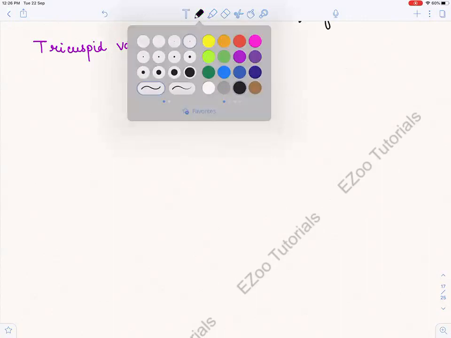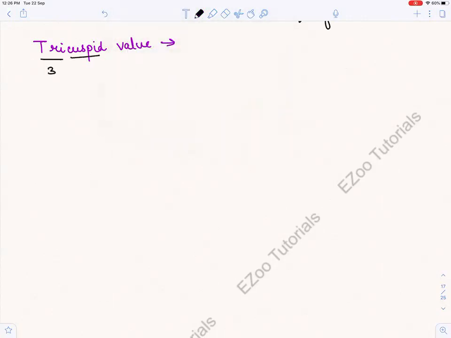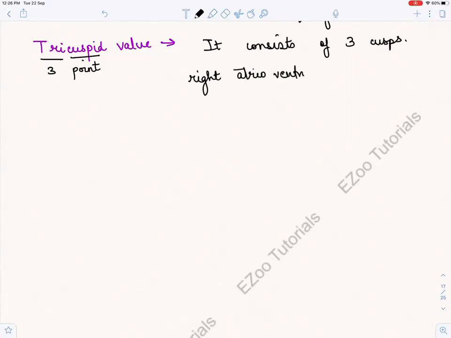What is this tricuspid valve? Tri means three, cuspid means point. Why is it called a tricuspid valve? Because it consists of three cusps or leaflet-like structures. Okay, it is also known as what? I had written over there, remember, right? The atrioventricular valve.